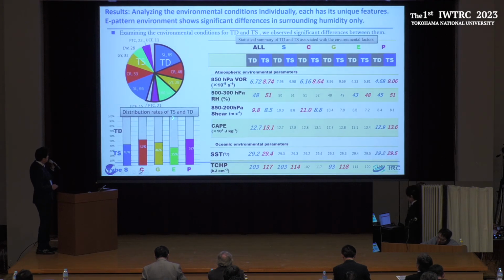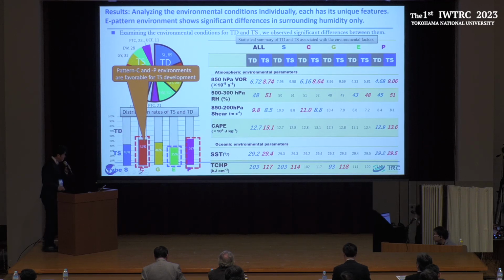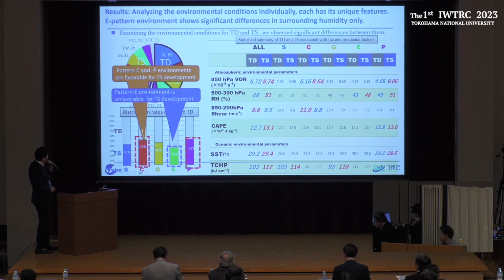Okay, so this figure shows the distribution rate of the TS and the TD for the 5 large-scale patterns. Pattern C and pattern P have a larger number than others, about 50%. That means the pattern C and pattern P environments are favorable for TS development. In contrast, type E shows 35%, lower than others. So that means the pattern E environment is unfavorable for TS development.